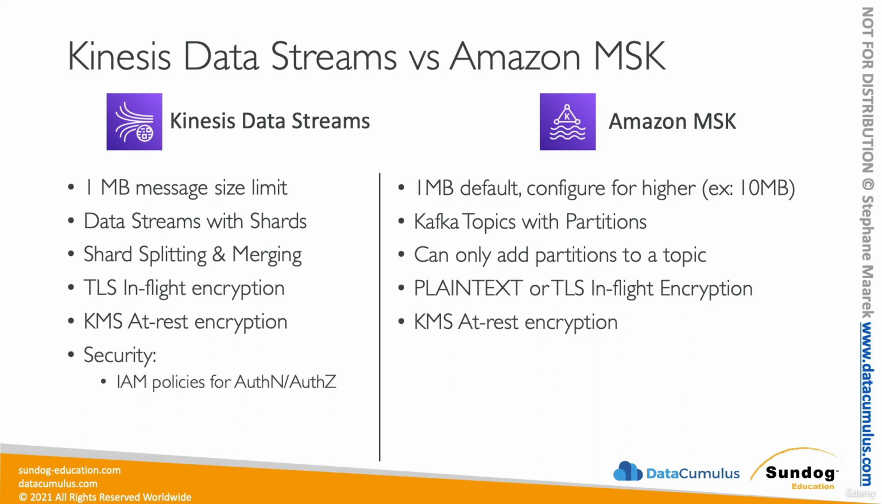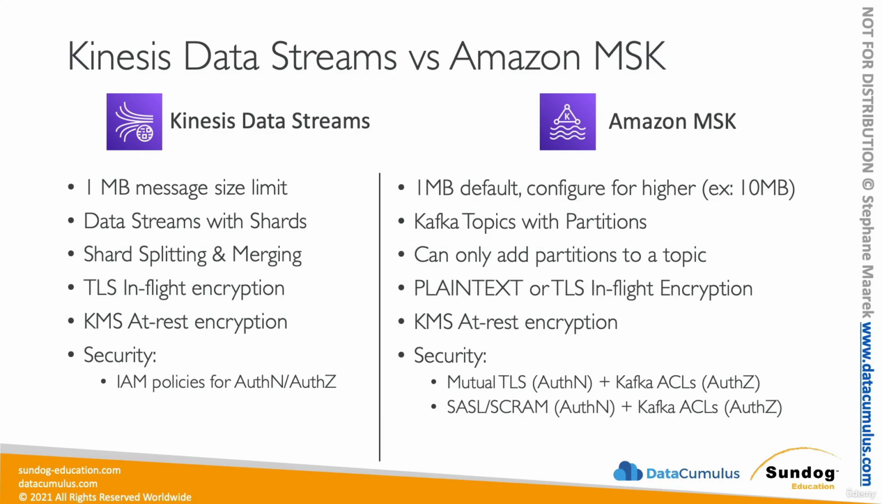And in terms of security, you have IAM policies for authorization and authentication on the Kinesis Data Stream side. And for security on Amazon MSK, you can get mutual TLS for authentication and Kafka ACLs for authorization. That's combo number one. Or SASL SCRAM for authentication and Kafka ACLs for authorization. That's number two. Or IAM access control to do both authorization and authentication within MSK as well. So you have to choose one of these options.